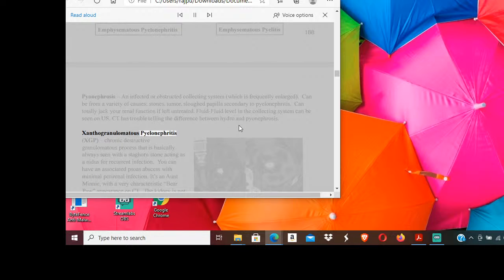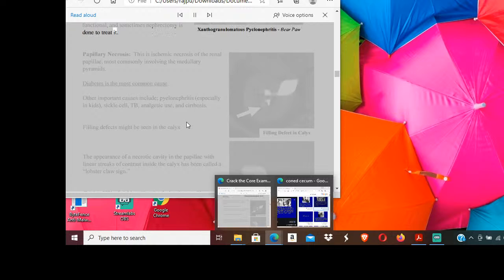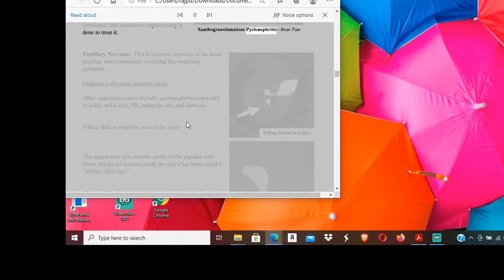Xanthogranulomatous pyelonephritis, XGP, chronic destructive granulomatous process that is basically always seen with a staghorn stone acting as a nidus for recurrent infection. You can have an associated psoas abscess with minimal perirenal infection. It's avascular, with a very characteristic bear paw appearance on CT. The kidney is not functional, and sometimes nephrectomy is done to treat it. Xanthogranulomatous pyelonephritis, bear paw.